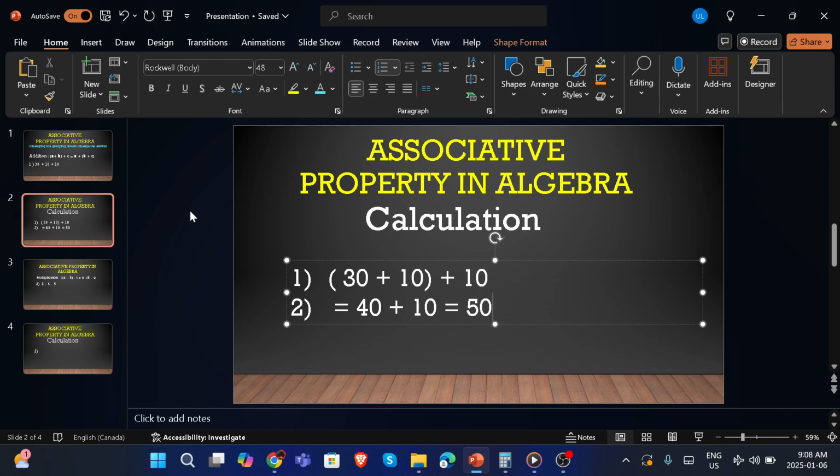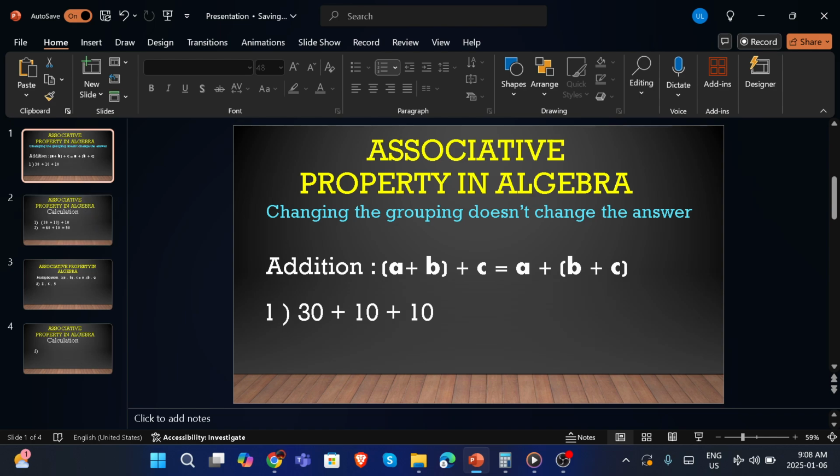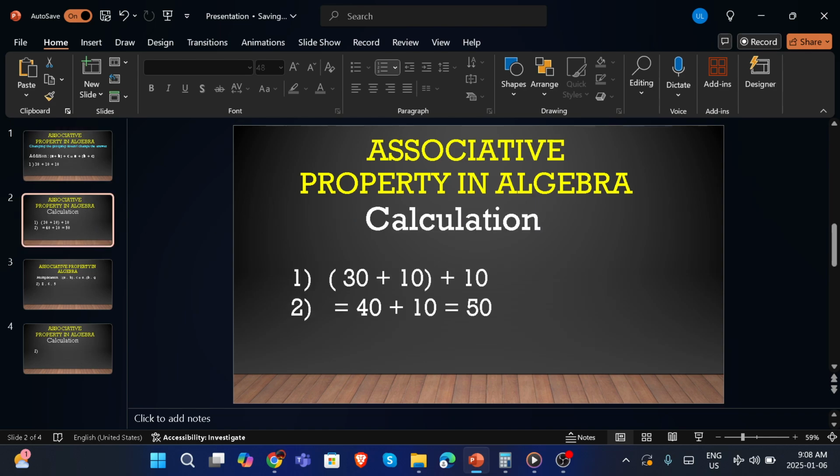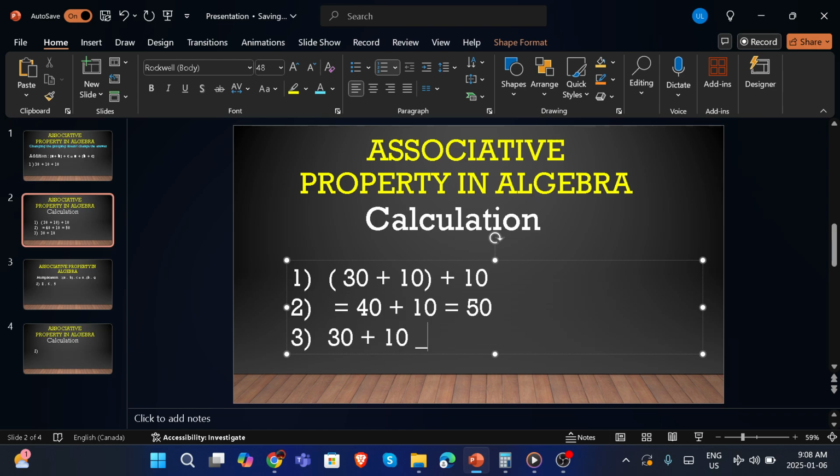All right. Now let's try our second method, which was a plus b and c, which means we have to group the 10 plus 10 rather than the 30 plus 10. So let's try it again. 30 plus 10 plus 10, but inside the parentheses, and then boom. Here we're going to write 30 plus 20, because 10 plus 10 is obviously 20. Once we add it all together, it's going to give us 50.